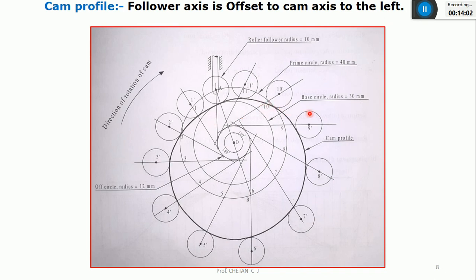I need this black color one, the dark curve, which is nothing but the cam profile, the outer surface of the cam. I need to design this one. I want this solution, and I'll explain it. That is a cam profile for when the follower axis is offset with respect to the cam axis towards left. You can see the follower is towards your left. It is shifted towards your left.